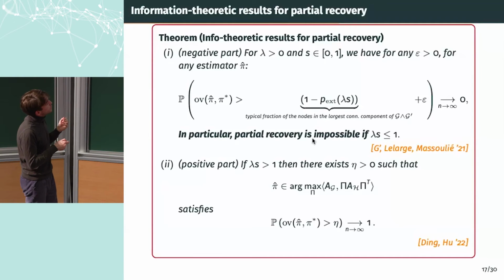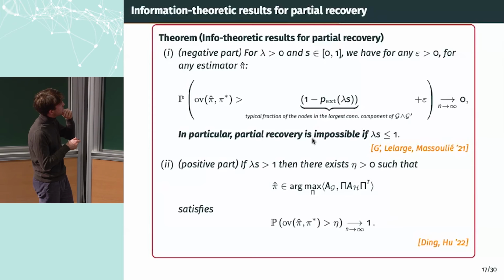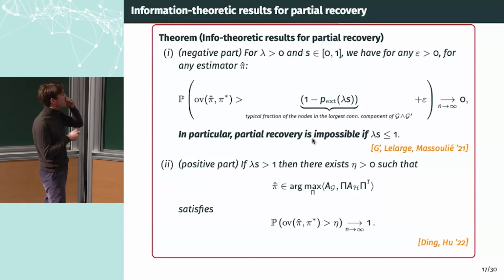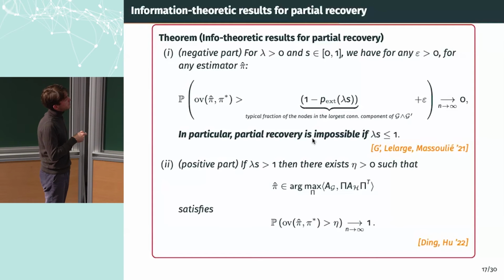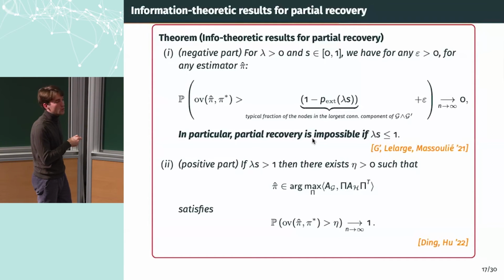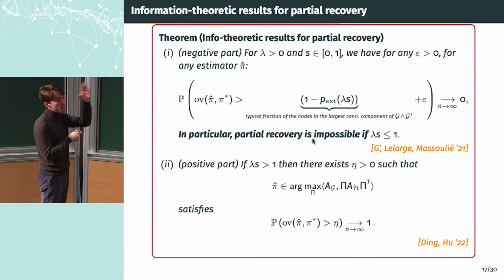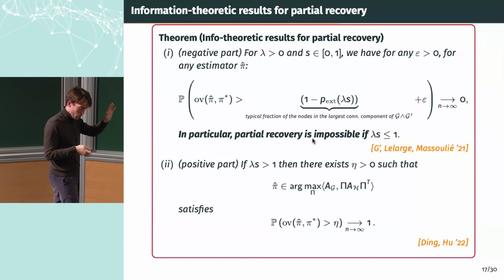And there is a subsequent positive result, which shows that if lambda s is greater than 1, then you have a totally different behavior. There is an estimator, the maximum likelihood estimator, that actually achieves partial recovery. So it's feasible in theory. But below, even this one does not recover any positive fraction of the signal. So you see there is a sharp transition here in this problem. For lambda s equals 1, above this we can do it theoretically, below this we cannot hope for anything.